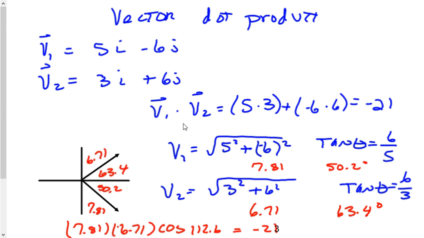I do want to point out a special thing. If two vectors are perpendicular to each other, that means the angle will be 90 degrees. Regardless of which way we do this, you will get 0 for the vector dot product. So the vector dot product is useful to determine if two vectors are perpendicular to each other.